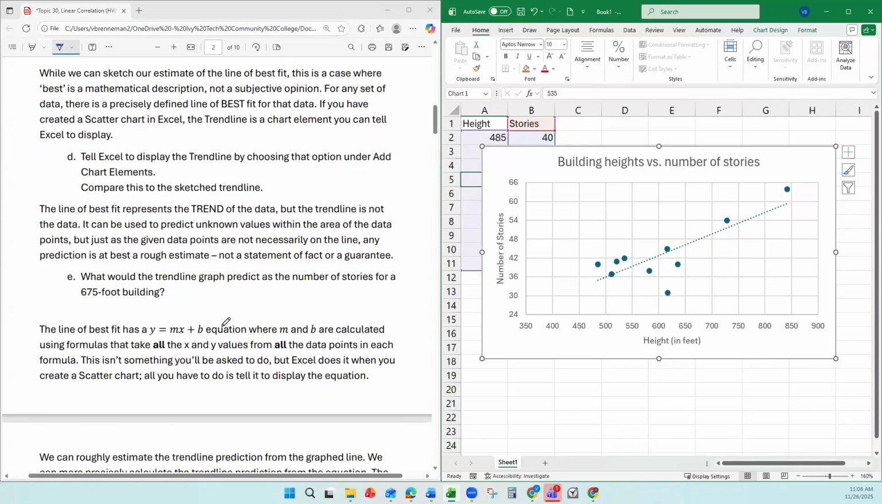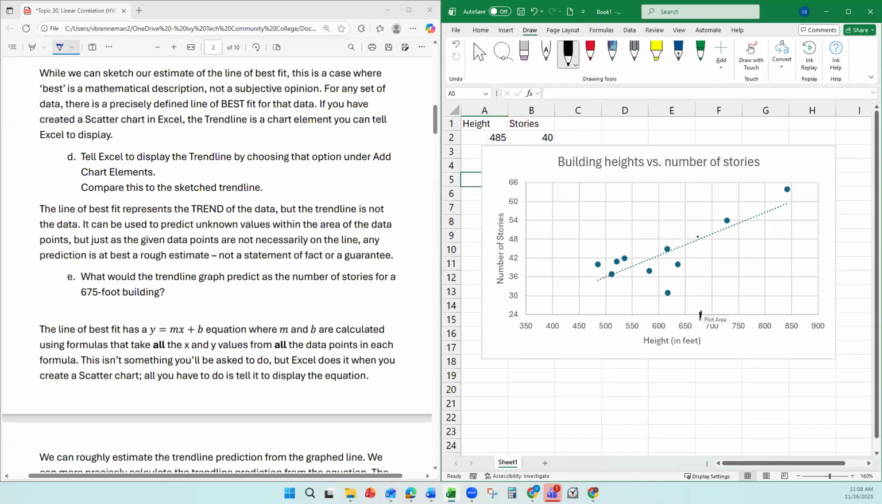So if I'm looking at this trend line, it can be used to estimate, it can be used to predict. It doesn't guarantee anything. It doesn't override the data to say, this is what's happening when we look at actual buildings that, that's not what happened. But if I want to predict the number of stories for a 675-foot building, that would be here halfway between the 600 and 700. Find where that hits, and it's right about here on this line at 48. So we would predict 48 stories.